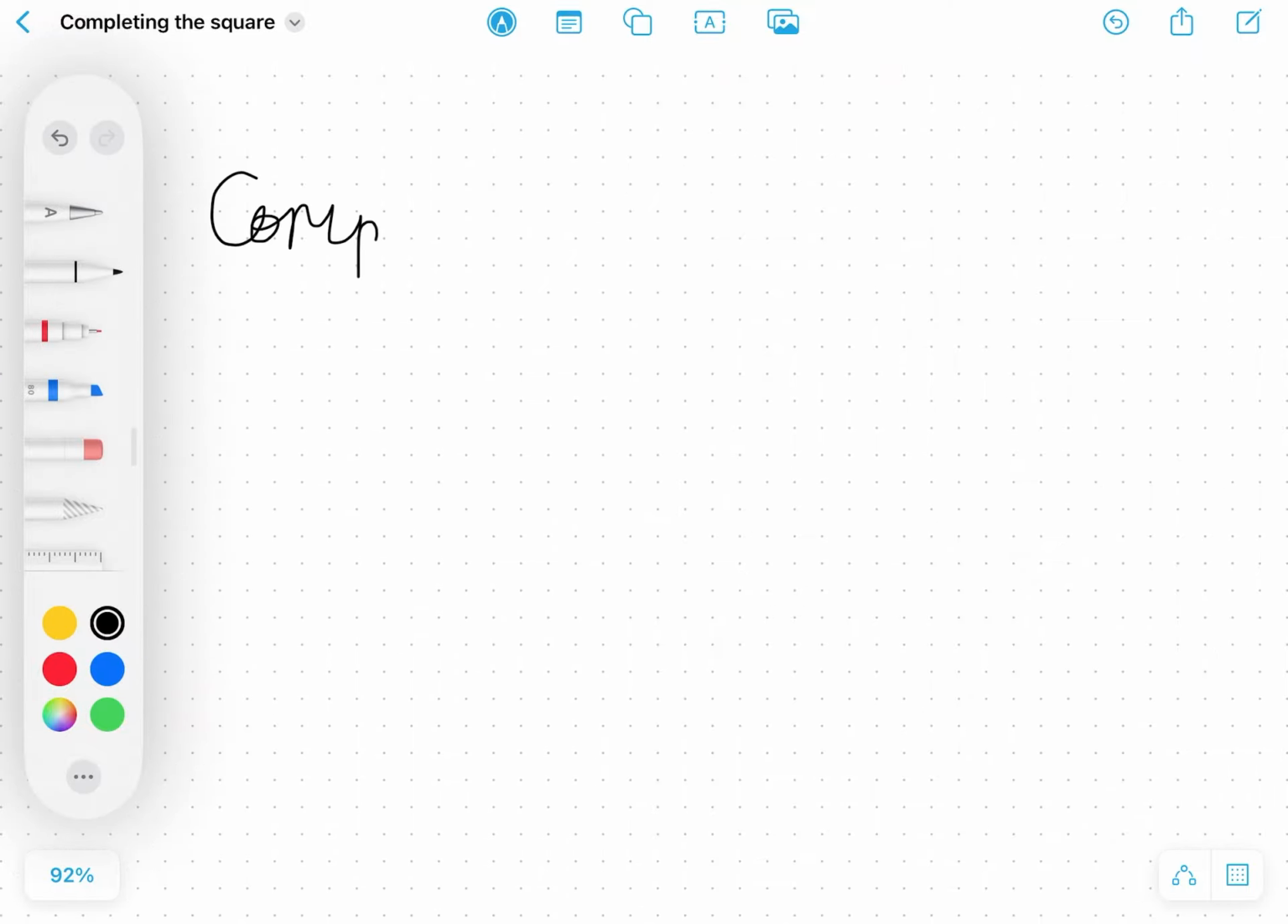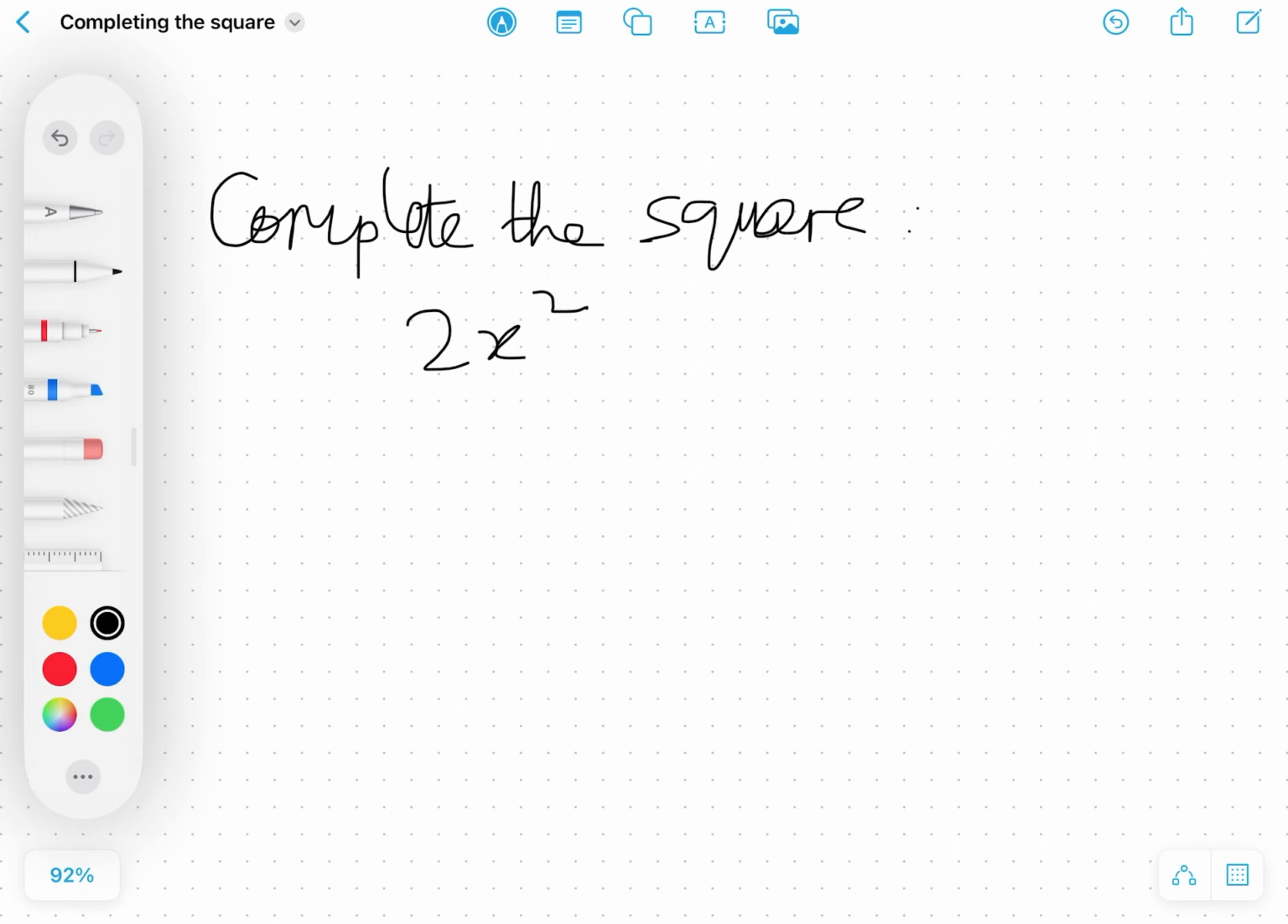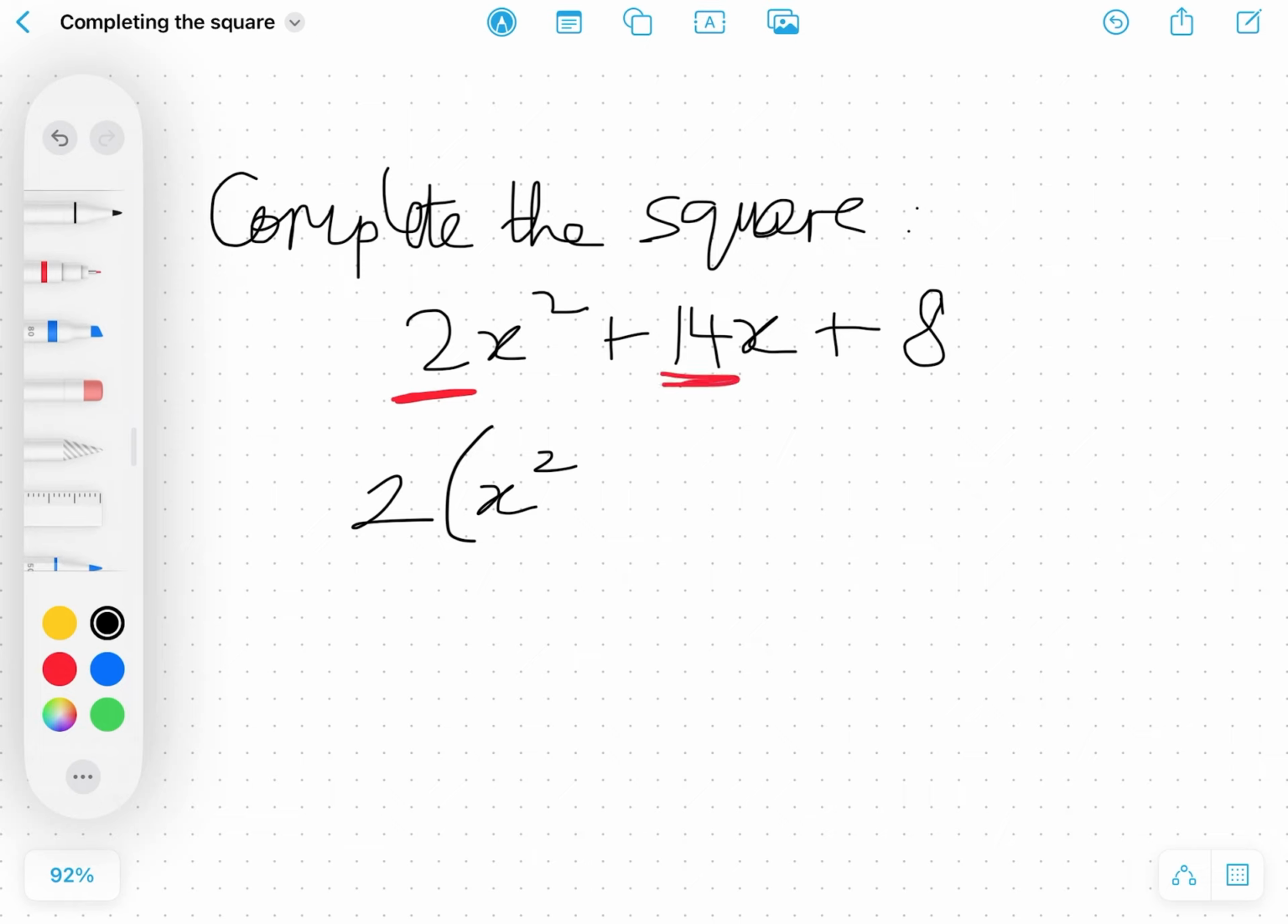Complete the square: 2x squared plus 14x plus 8. So now in this case, the coefficient of x squared is not 1, it's 2. So to make the coefficient of x squared 1, we take out the factor of 2. So that becomes 2 times x squared, and now we divide all the terms by 2. So this becomes 7x, since 14 divided by 2 is 7. And then lastly we divide the term 8 by 2. That becomes 4.